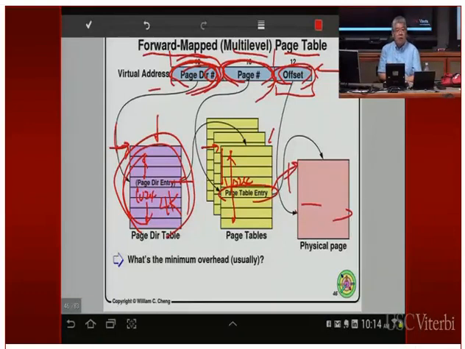Let's say you have a small program. Does your program need a stack? Of course it needs a stack. Does your program need code? Of course it needs code. So in the end, if you look at all these entries, maybe the first entry has validity equal to 1, and the last entry has validity equal to 1.